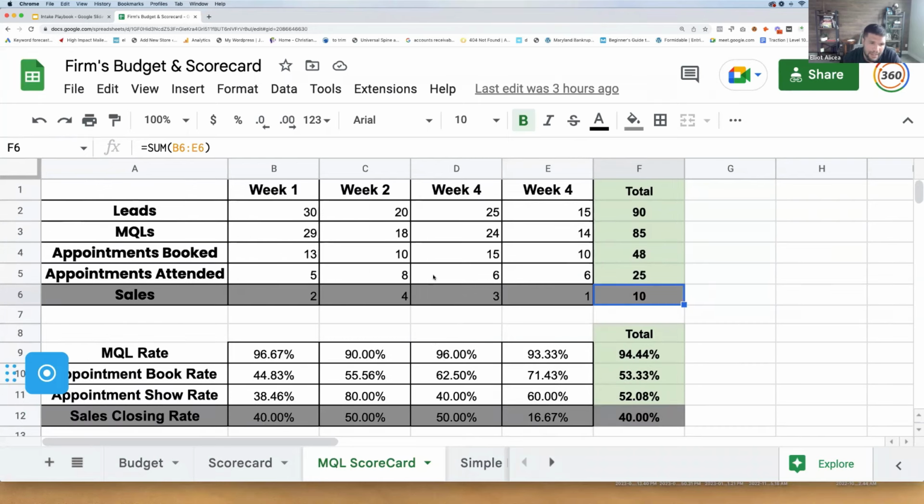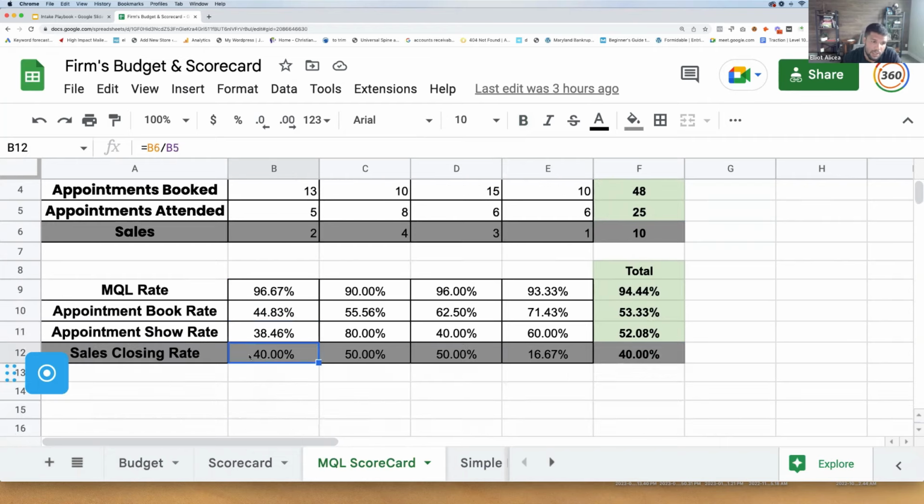Now, what are these rates and what do they look like? So in the beginning, we have a 96% MQL rate. Really high. It means we're getting all quality leads for the most part. 44% of them are booking, 38% of them are showing, and we're closing at 40%. So not a strong number.